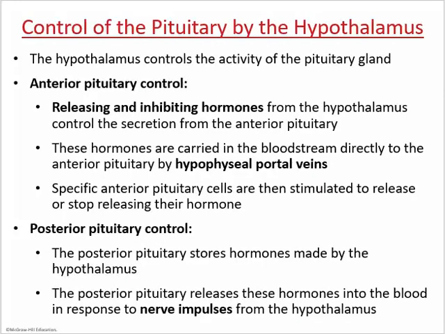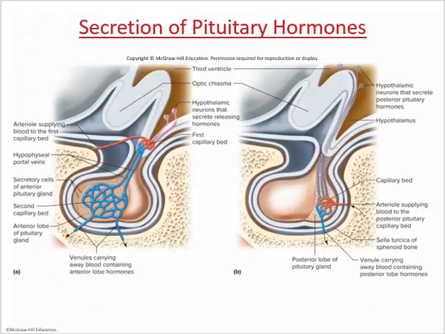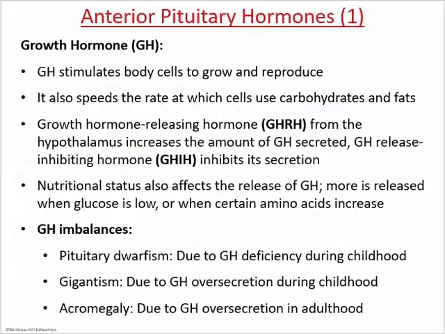So the anterior pituitary gland, all of its hormone release is controlled by the hypothalamus through releasing and inhibiting hormones. The hormones pass through little blood vessels called the portal veins, and they're released by the hypothalamus, and the only targets are the anterior pituitary. The posterior pituitary, on the other hand, stores hormones made by the hypothalamus and releases them because of nerve impulses. So this is just a picture of that.